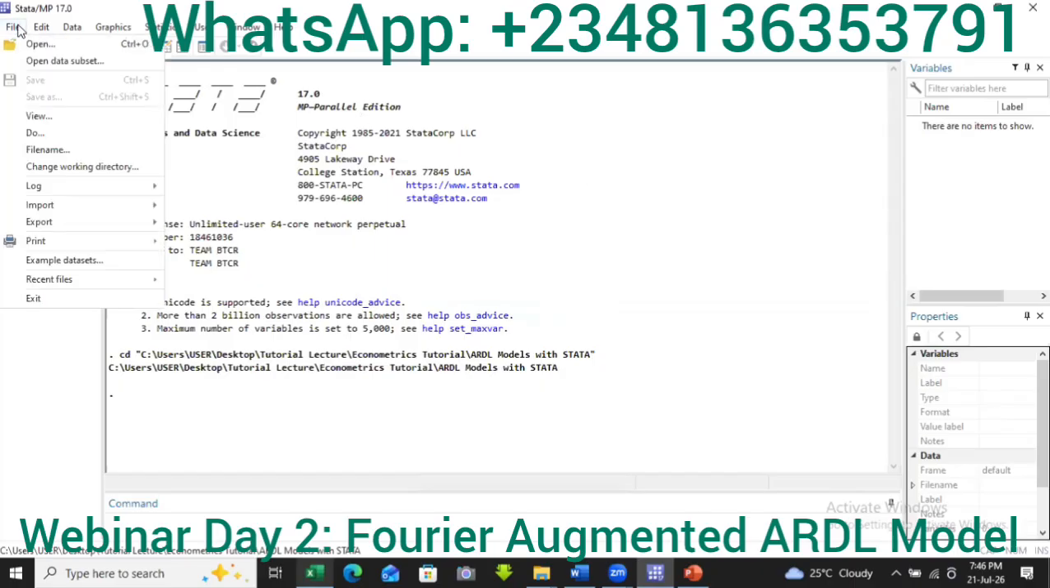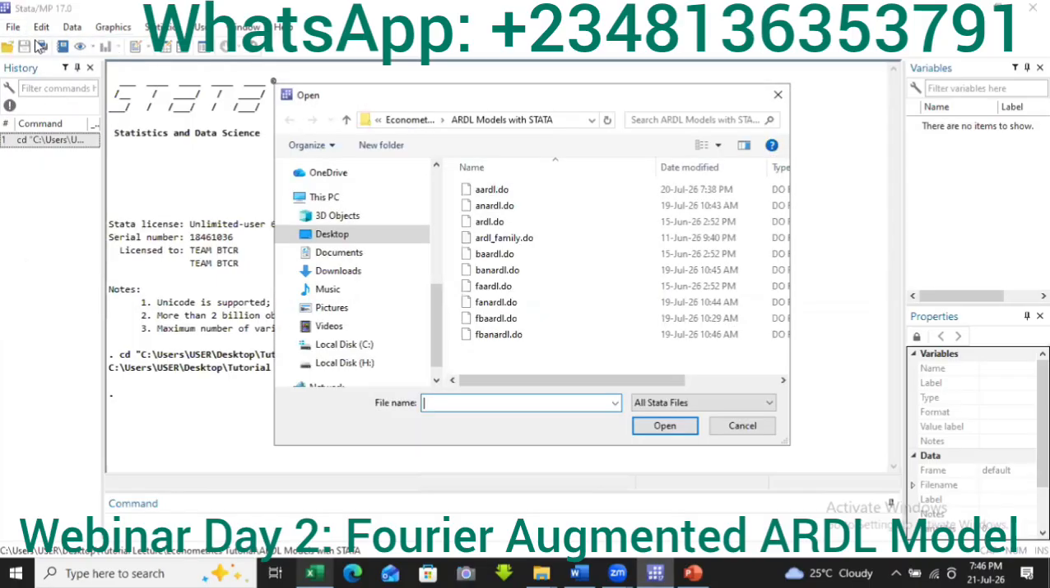Then when I want to open the do file I want to use, I go to File, then I click on Open. It will take me to that folder that I set as my working directory, as usual. Because in this slide I want to discuss the Fourier ARDL model, this is the do file I want to use, FAARDL. So I click on that, then I open it.